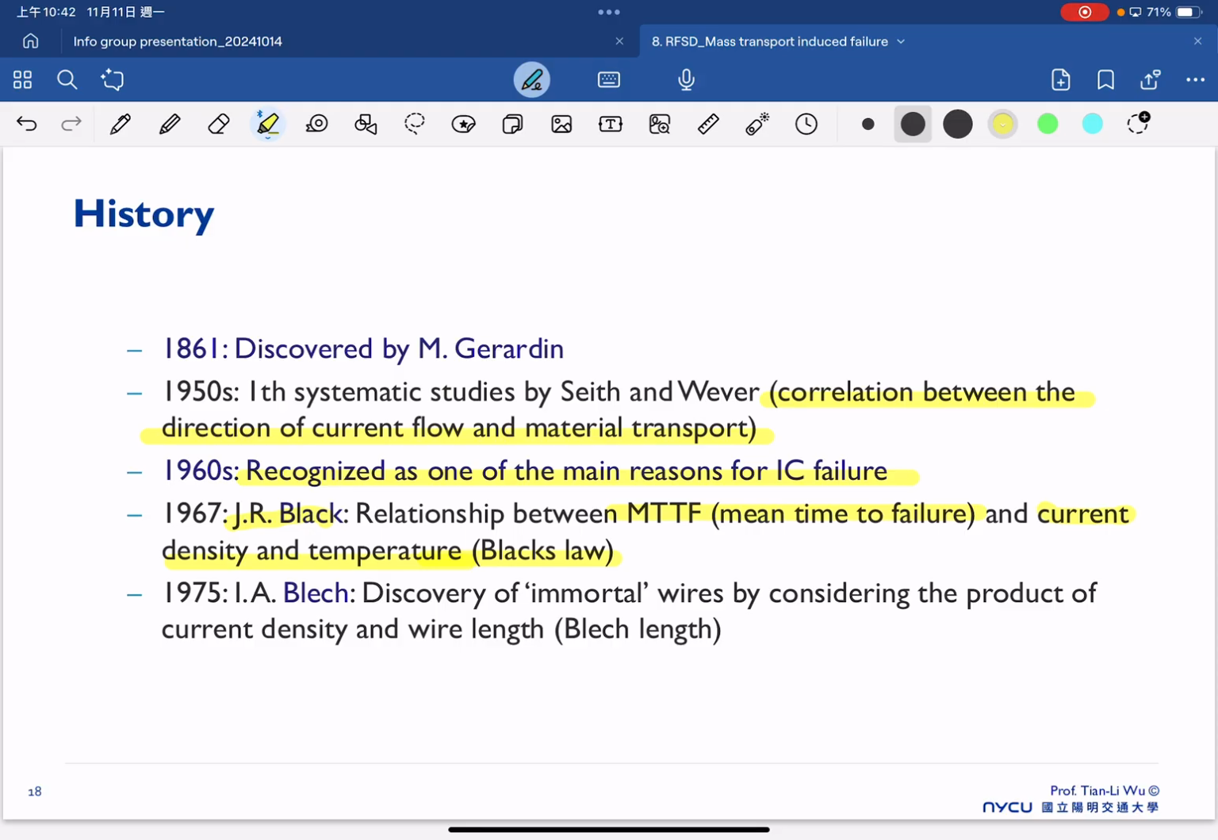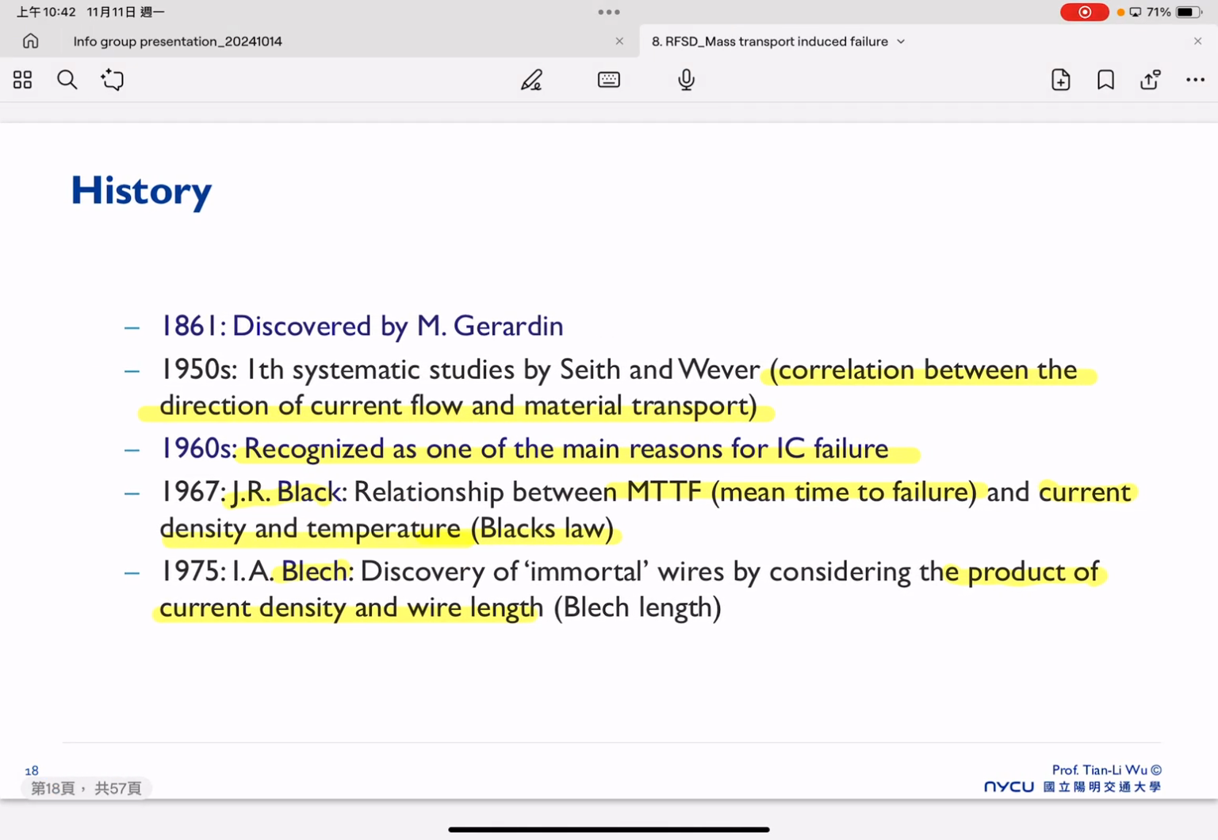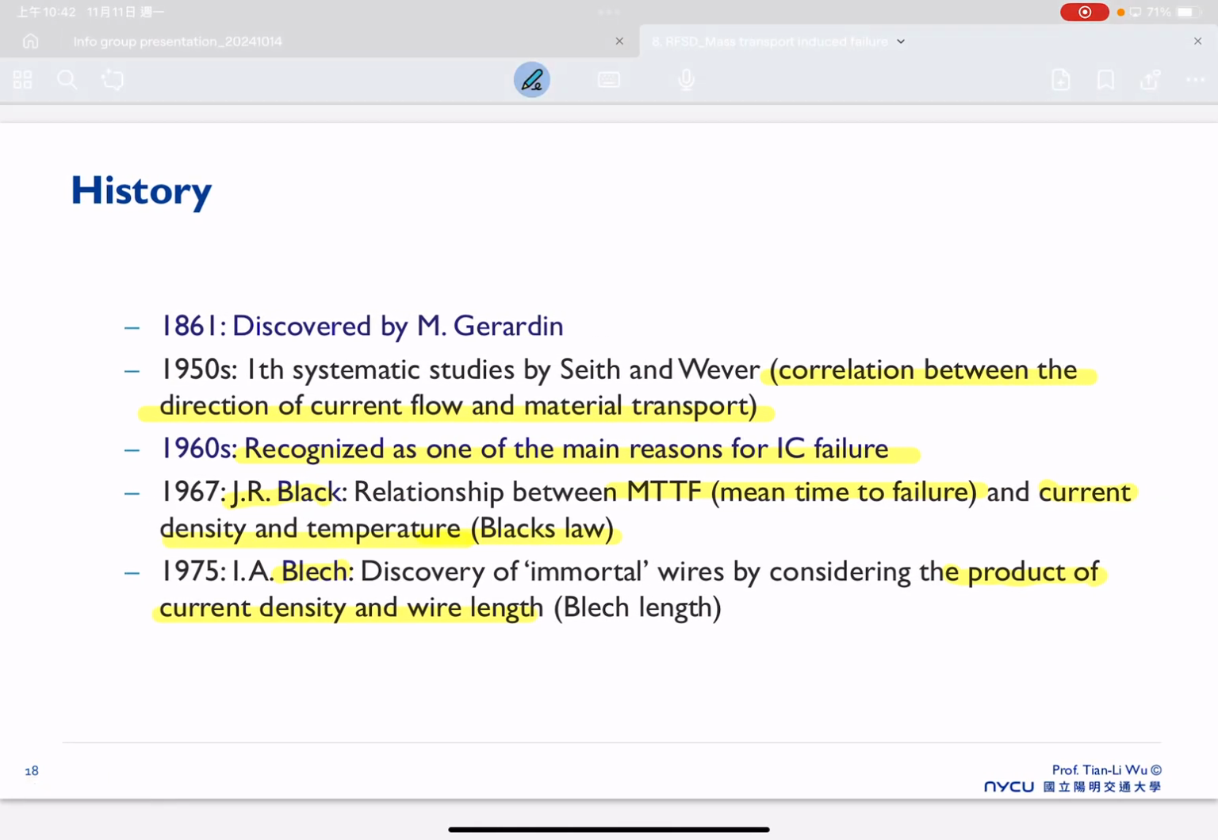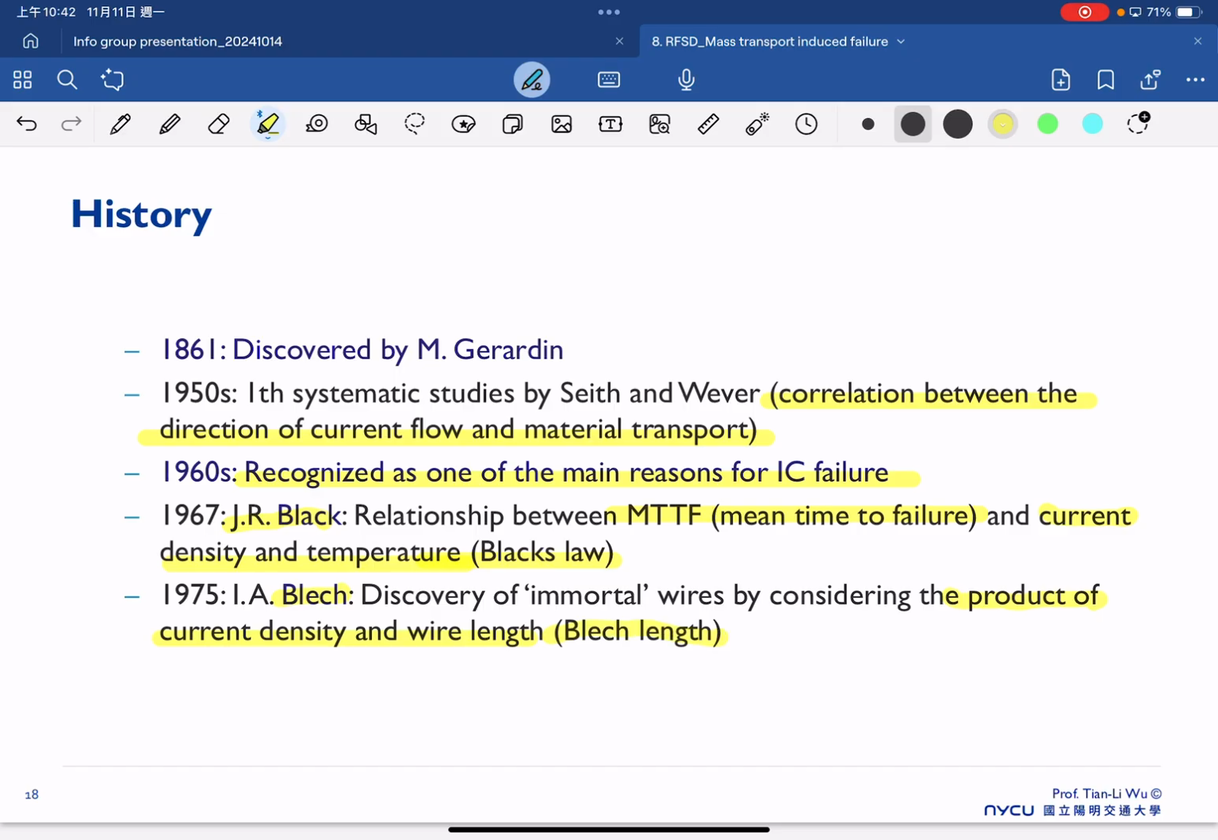And in 1975, there's a guy called Blech. He discovered what we call the immortal wire. Immortal wire means that the wires can have an infinite lifetime, so you never see any failure in this interconnection line because of what we call the Blech length, which we will discuss. It's considered the product of current density and wire length. That's what we call the Blech length here.